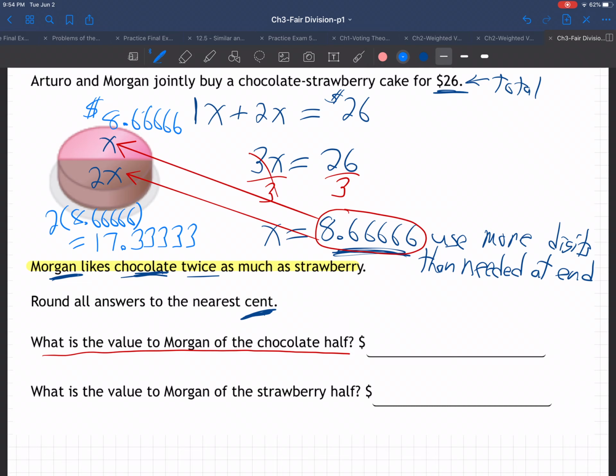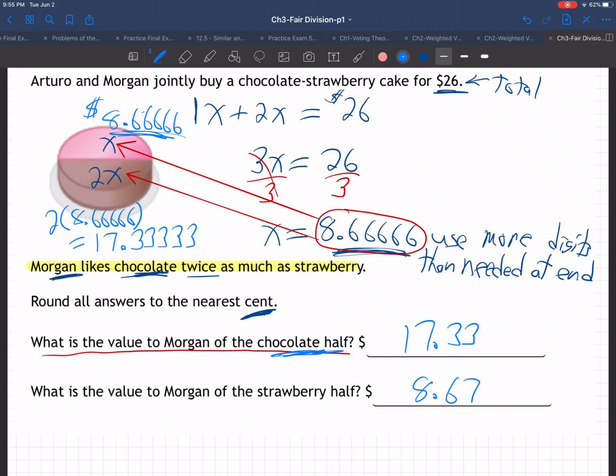So what's the value of the chocolate half? Well, that's the $17.33. So $17.33 is what the chocolate half is worth to Morgan. What about the strawberry half? Well, it's right here. We've got to round it to two places, so it'll round to $8.67.